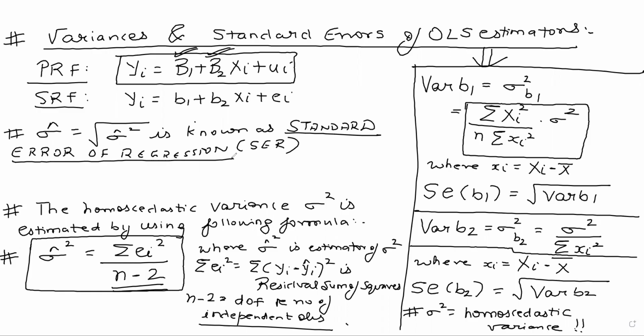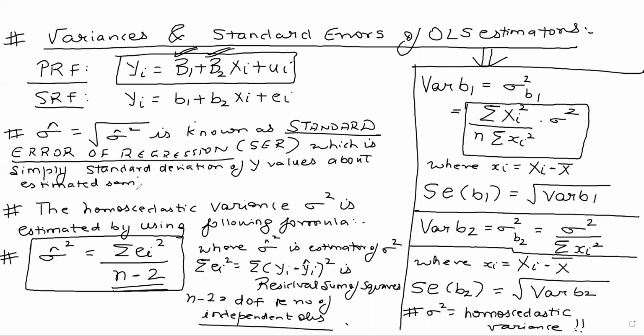So what does sigma hat capture? It captures the standard deviation of the y values about the estimated regression line. Very simple. So I can write, it is simply the standard deviation of the y values about the estimated sample regression line.